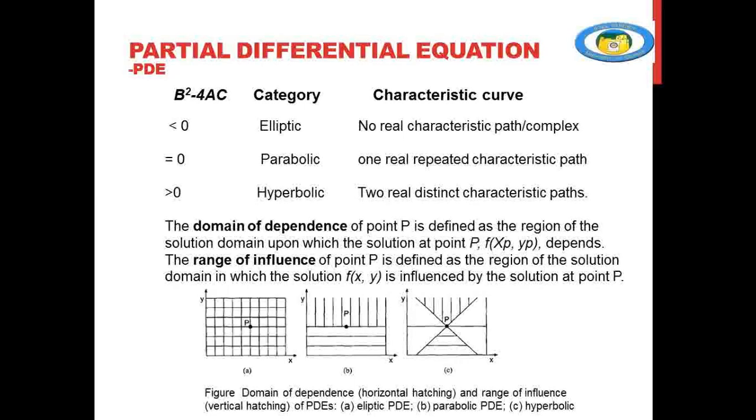So there are two real and distinct characteristics paths. In case of parabolic, it's one and repeated characteristics path that would propagate with infinite speed. But in case of hyperbolic, it's a finite domain of dependence and a finite information propagation with a finite speed. So two real and distinct characteristics paths. So you can see the method of characteristics is essentially applicable for hyperbolic type of partial differential equations.